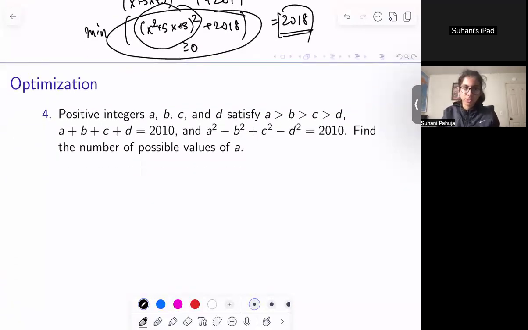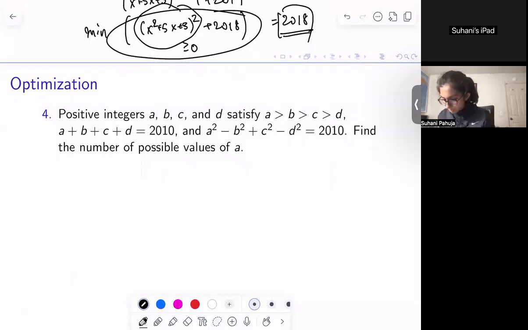The next question is saying that we have positive integers a, b, c, and d that satisfy a is greater than b, is greater than c, and is greater than d. And then we have that a plus b plus c plus d is equal to 2010, and a squared minus b squared plus c squared minus d squared is equal to 2010. And we want to find the number of possible values of a.